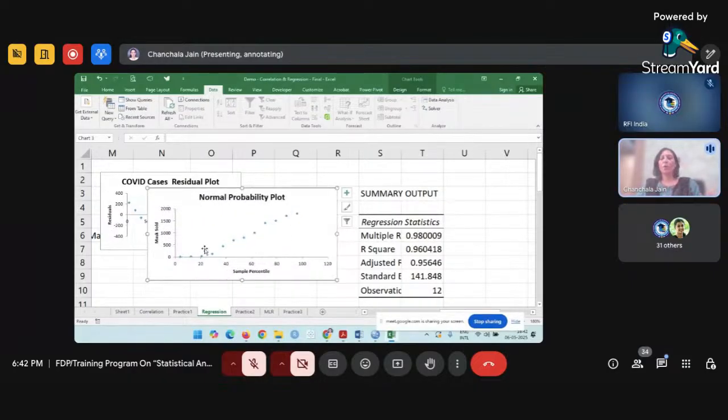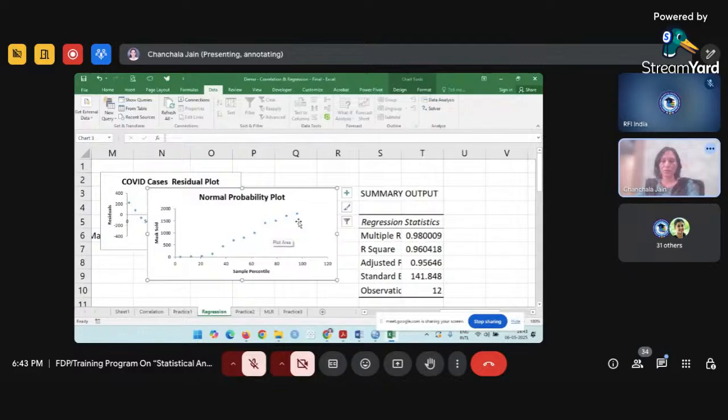Yes. The normal probability plot is the plot which can help you understand whether your residuals are normally distributed. When we talk about regression, regression is concerned about whether your residuals are normally distributed or not. When you are looking at this particular graph, you can see this is the distribution of the residuals.